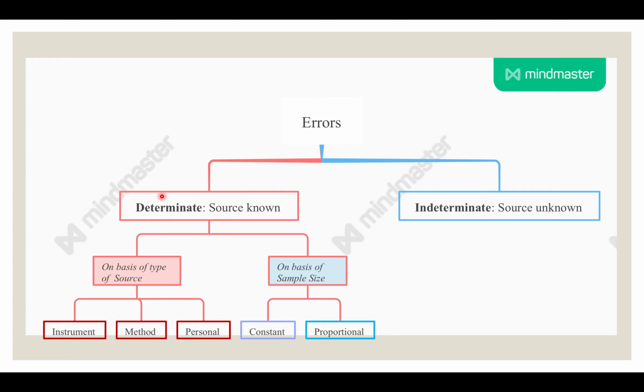They are determinate error and indeterminate error. Determinate error is further classified on the basis of its source or on the basis of sample size into the following classification. So today we will be looking into a little bit of detail about all these classifications, what they are. So that is what we will be looking into in today's session. So let's start with the determinate error, the first type.